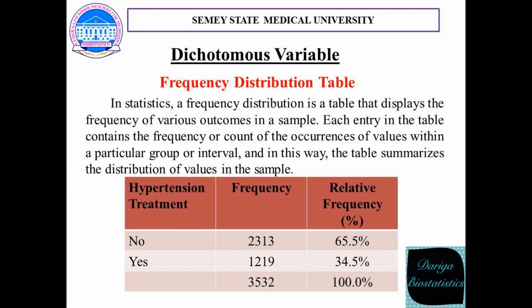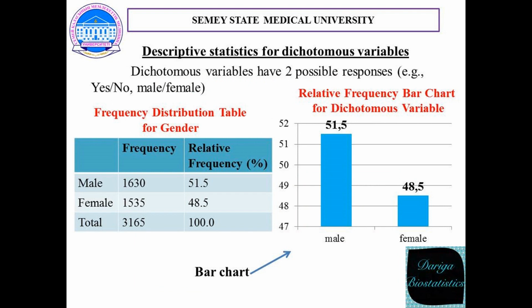The third column contains the relative frequencies, which are computed by dividing the frequency in each response category by the sample size, 2313 divided by 2532. The relative frequencies are often expressed as percentages by multiplying by 100 and are most often used to summarize dichotomous variables. In this sample, 65.5% of participants don't have hypertension and 34.5% have hypertension.